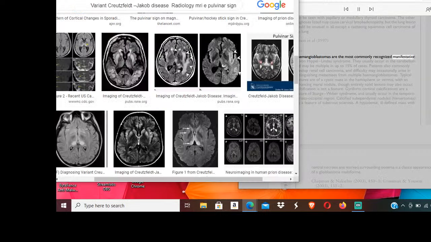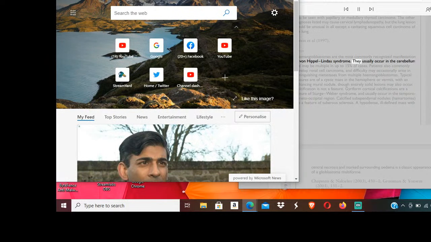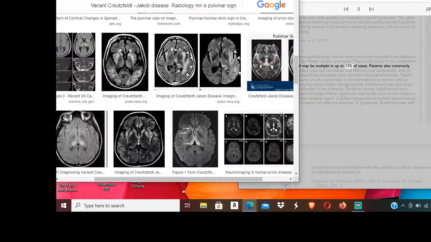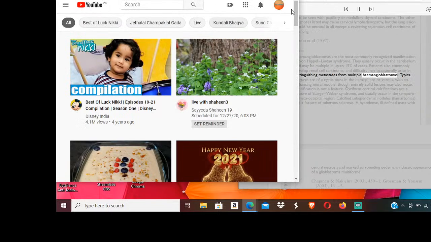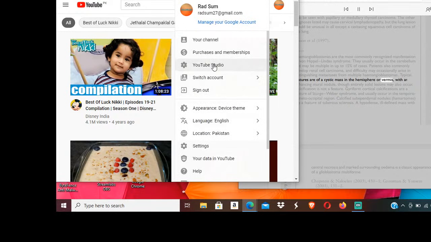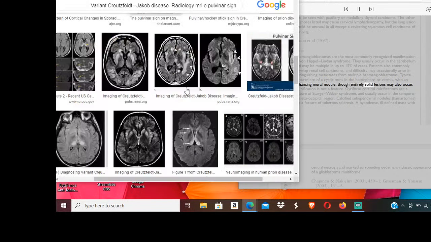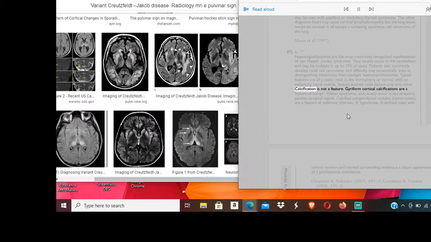Hemangioblastomas are the most commonly recognized manifestation of von Hippel-Lindau syndrome. They usually occur in the cerebellum, and may be multiple in up to 15% of cases. Patients also commonly develop renal cell carcinoma, and difficulty may occasionally arise in distinguishing metastases from multiple hemangioblastomas. Typical features are of a cystic mass in the hemisphere or vermis, with an enhancing neural nodule, though entirely solid lesions may also occur. Calcification is not a feature.